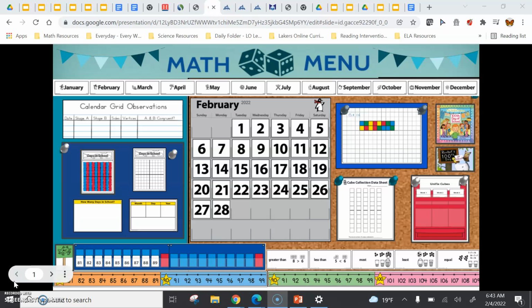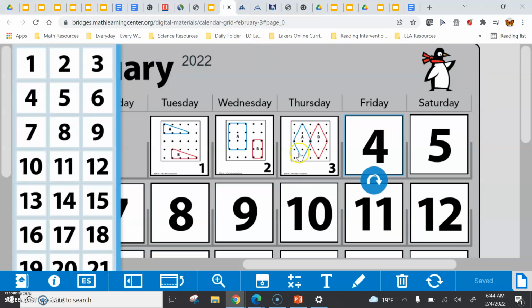Let's find out what is on our Number Corner calendar. Wow, when we look at our calendar, we've been talking about congruent shapes. We've talked about how if a shape is congruent, that means that it is the same exact shape and the same exact size.